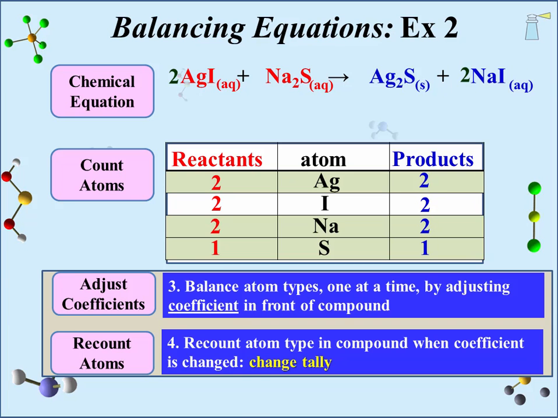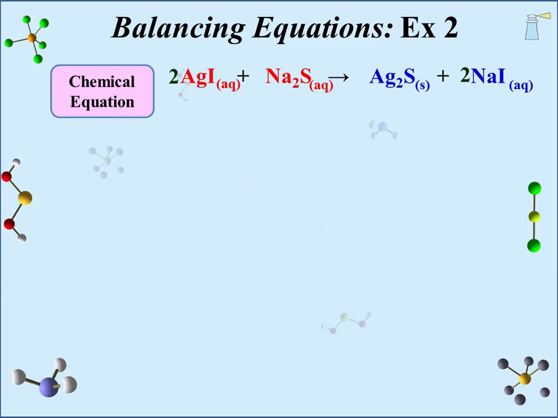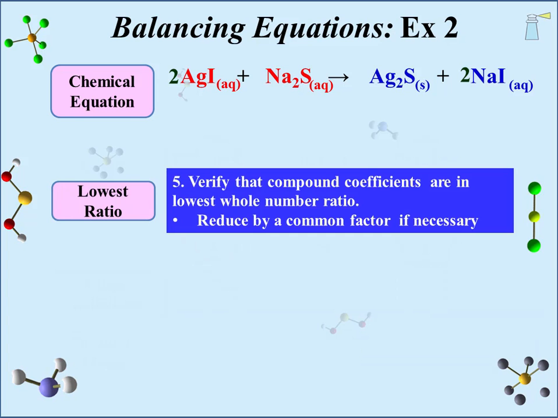Is this equation balanced? According to the comparison of tallies, it is. Almost there. The last step is to verify that the compound coefficients are in the lowest whole number ratio. Separating them out and bringing them to the front, we see that the ratio is indeed the lowest whole number ratio. A point of fact is that if one or more of the coefficients is a 1, then the ratio has to be the lowest whole number ratio.